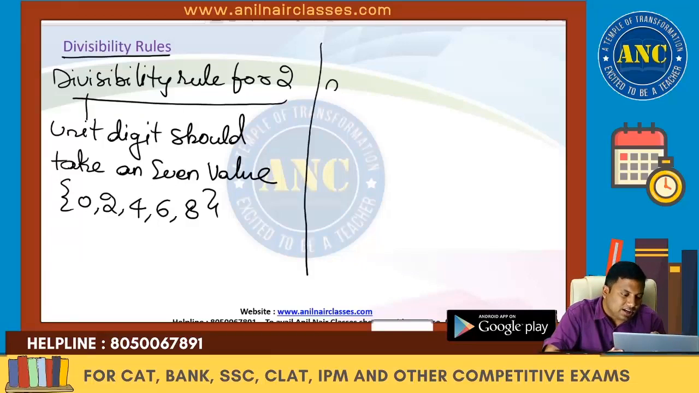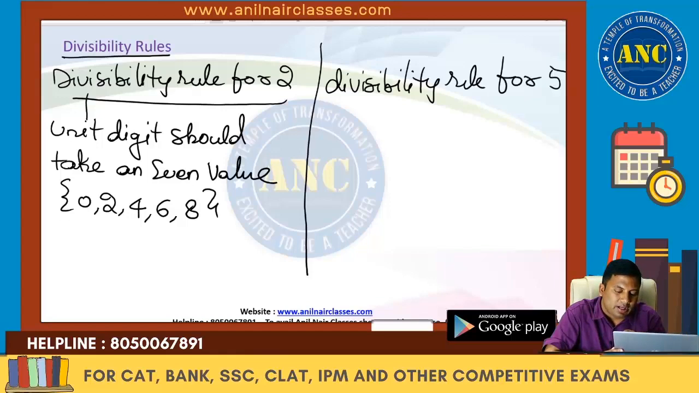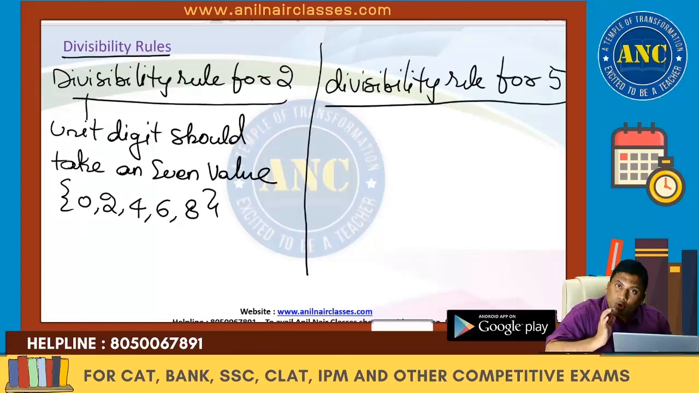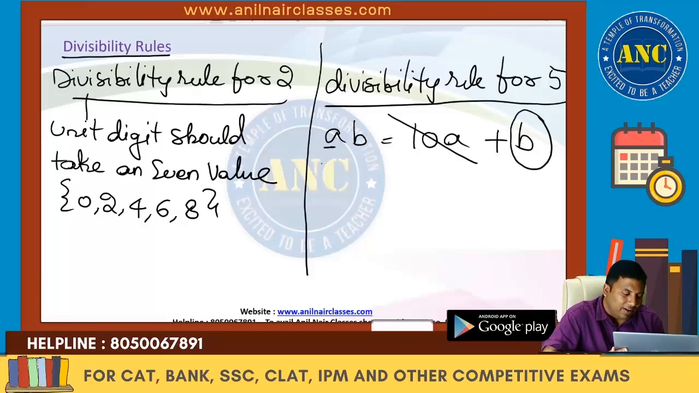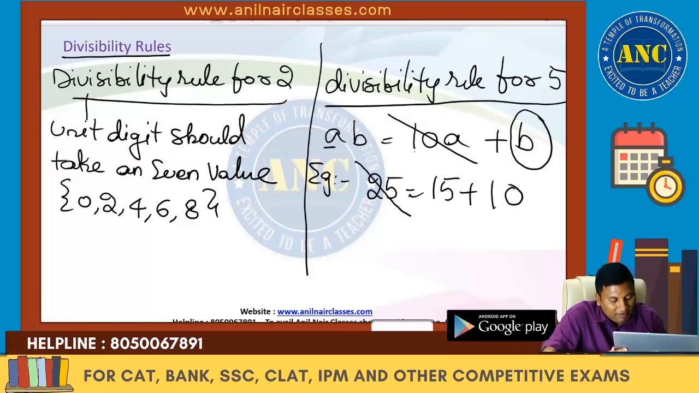Similarly, what is the divisibility rule for 5? Because I explained 2 with multiple examples, for 5 I will restrict it. If I take a 2-digit number AB, A is there in tens place, so it is nothing but 10A plus B. 10A is divisible by 5. That means B should be divisible by 5. Example, 25 is equivalent to 15 plus 10. 25 is divisible by 5, 15 is divisible by 5, 10 should be divisible by 5.